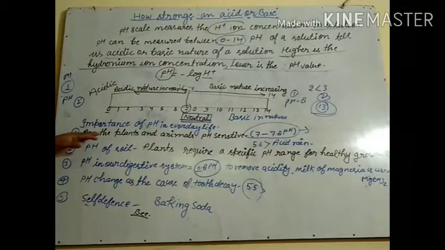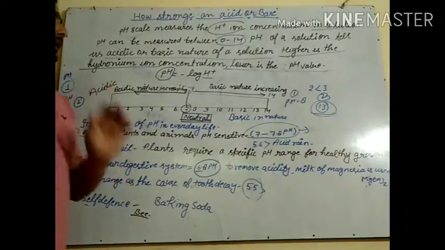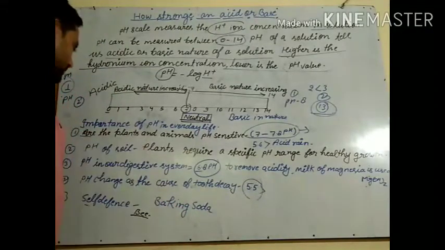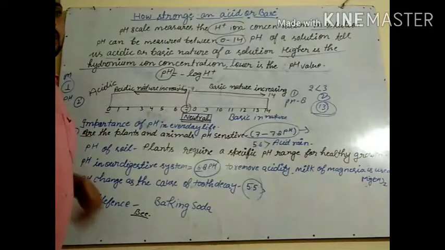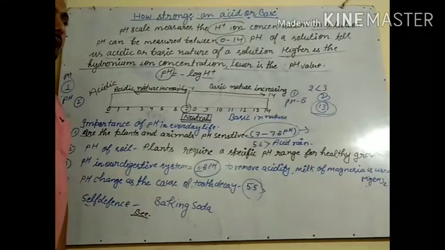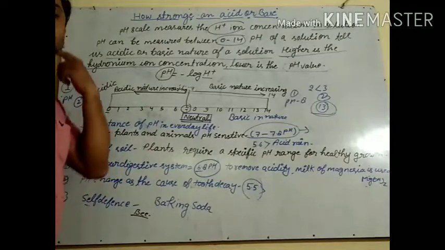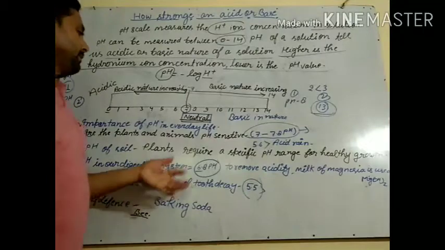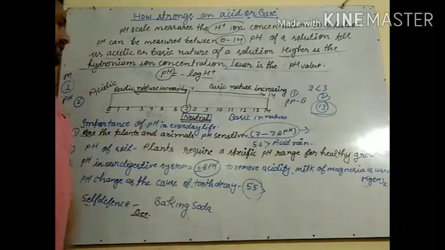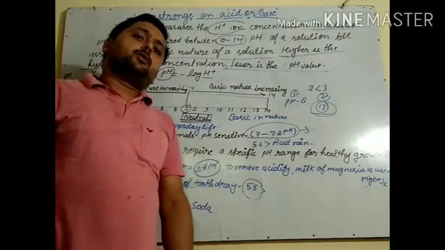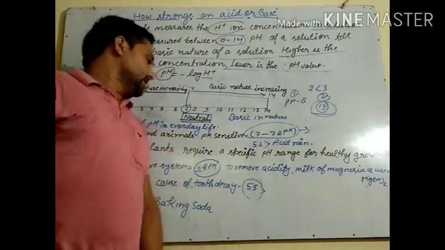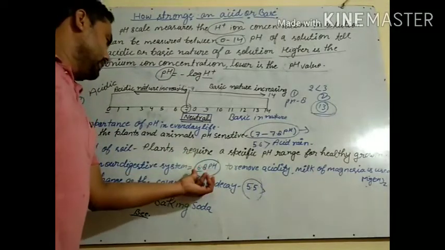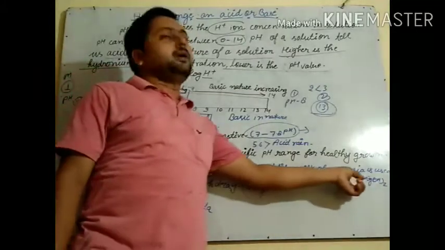So first, plants and animals have a certain pH value at which they grow. If pH changes, that causes problems that can lead to death also. Second, pH of soil: different types of soil have different pH, and at a specific pH the plants grow. And pH in our digestive system: in our stomach, hydrochloric acid is secreted, and that has a pH value of 6.8. If more acid is secreted, the pH changes. To remove the acidity, we use milk of magnesia.